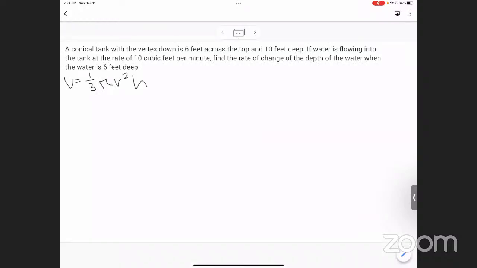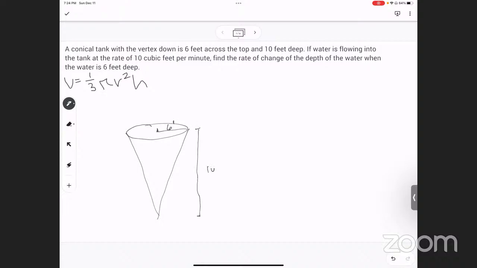All right, a conical tank with the vertex down is 6 feet across at the top. So we have a tank like this, and it's 6 feet across at the top, and 10 feet deep. So the total depth is 10. That means that no matter where I draw the picture, it's going to be that same ratio.